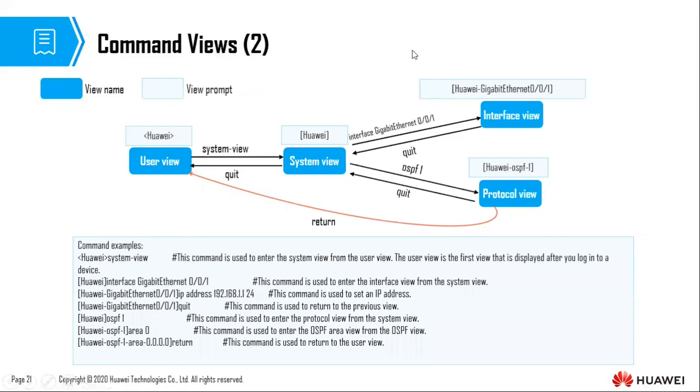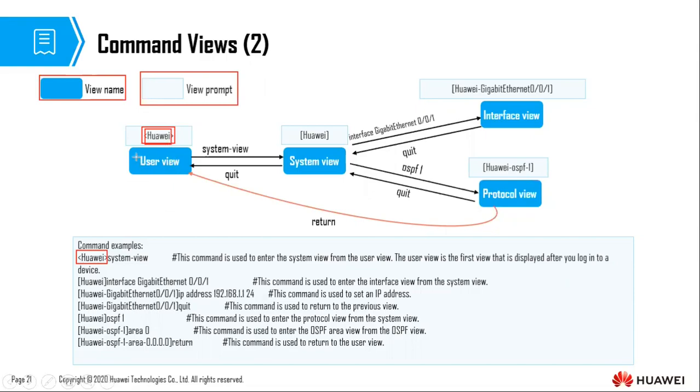So this is it. Whatever is in this is the view name. Whatever is in that colored part is the view prompt. This is what we're calling a prompt. When the CLI begins, it gives you a prompt. When you're in the user view, the prompt is like this. You have angle brackets, and whatever is inside the angle brackets is the name of the device.